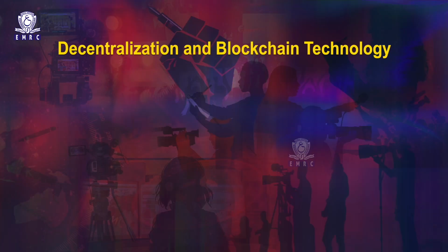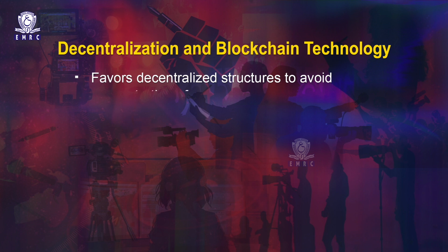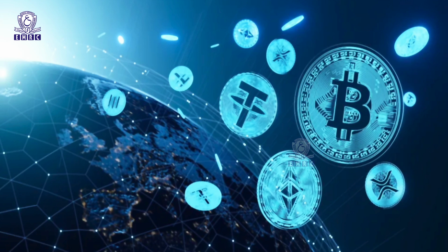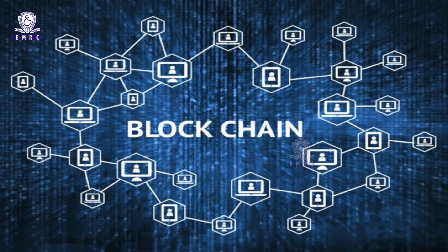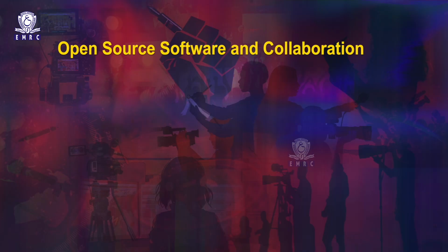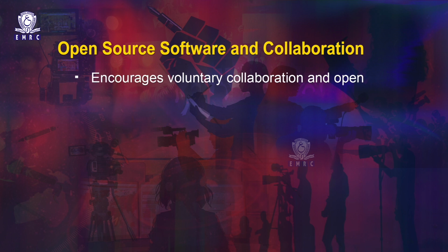Decentralization and blockchain: technology favors decentralized structures to avoid concentration of power. For example, cryptocurrencies and blockchain technology offer decentralized alternatives to traditional financial systems. This exemplifies a move towards decentralized systems that operate without a central authority, aligning with the libertarian idea of reducing intermediaries and fostering autonomy.